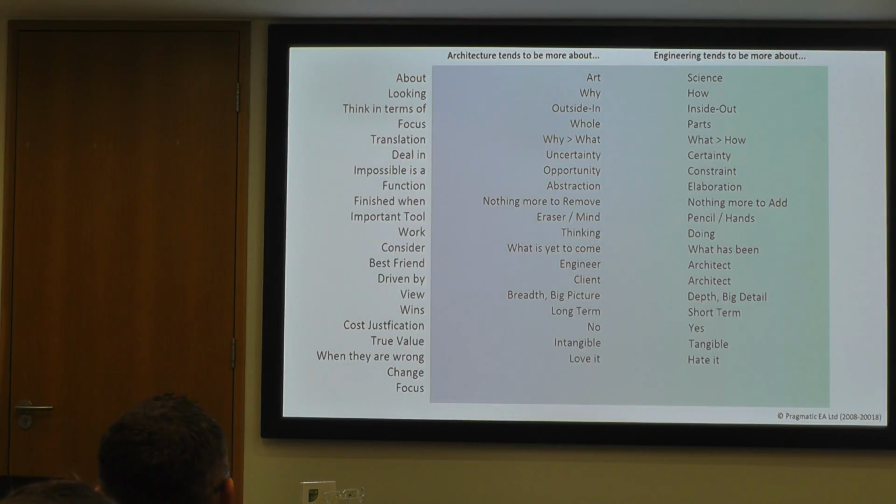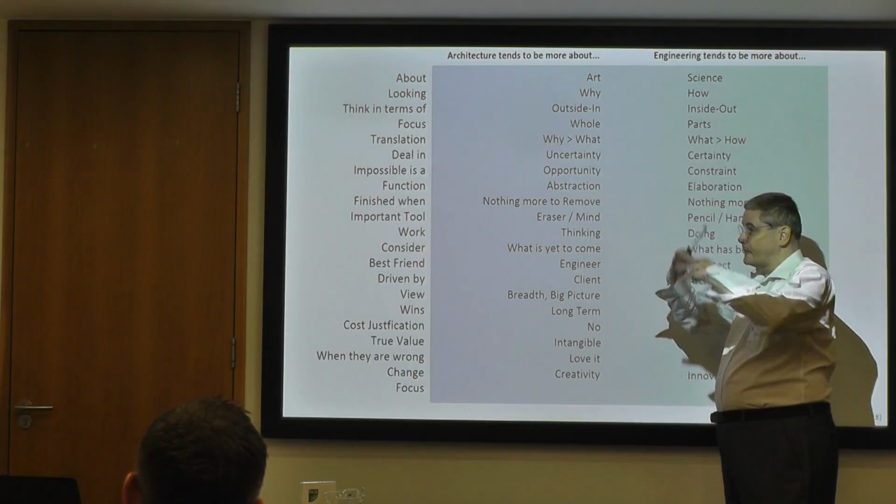Architects, when they are wrong, they love it. I love it when someone tells me I'm wrong, because it means I can change things and improve things, and the next time I talk about something, it's improved. I absolutely love it. Engineers hate it, because when engineers get things wrong, people die, potentially. Serious things happen when engineers get things wrong, so they really don't like to be wrong, which is fine. Architects tend to be more about creativity, which is creating new things, thinking off the wall and all the rest of it. Engineers tend to be more about innovation, so I distinguish the two.